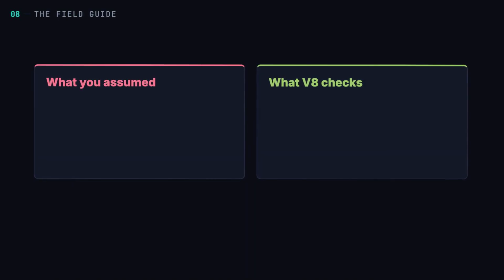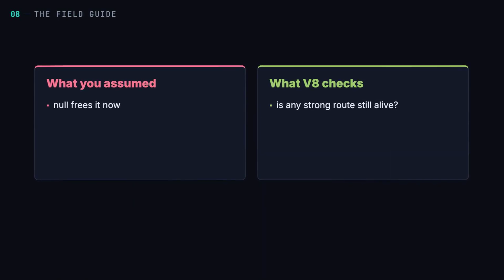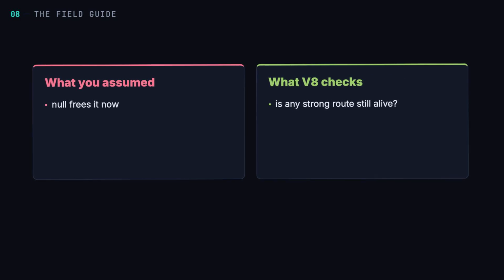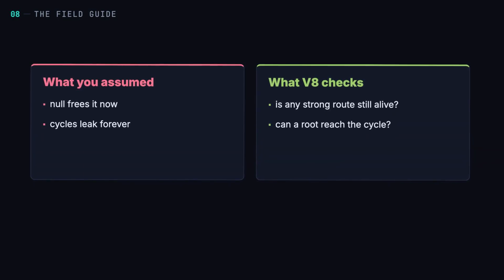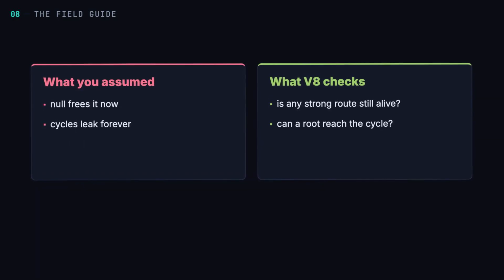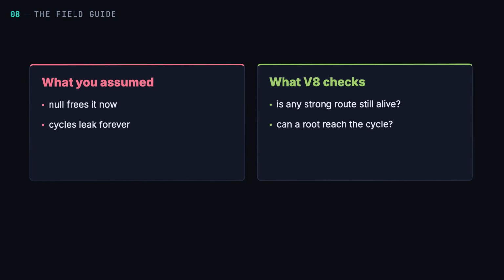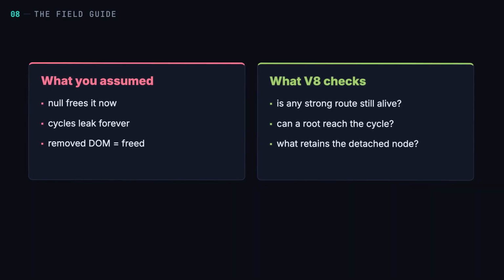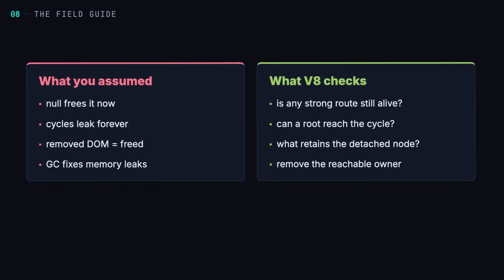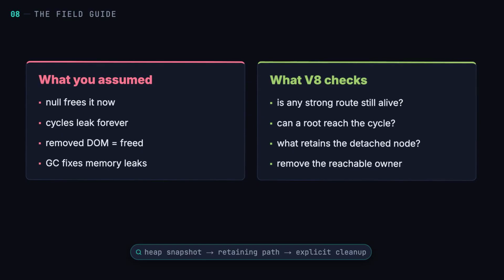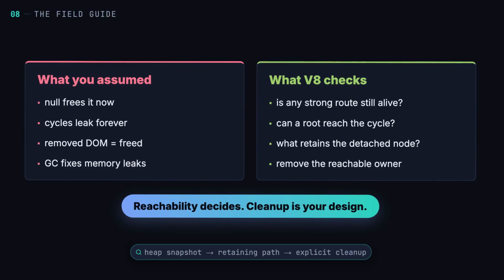Your field guide. Nulling one variable removes one route, not every route. Collection timing is not yours to command. Cycles do not leak by themselves. Roots decide whether the cycle is live. A removed DOM node can still be retained by JavaScript. Find the retaining path. And GC cannot clean a reachable design mistake. Remove the listener, cache entry, or closure that owns it.